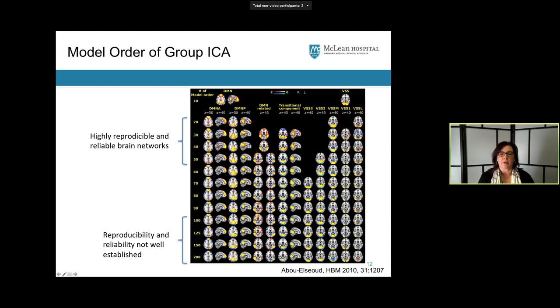As we increase the model order of the group ICA, say over 100 to 200, the resulting component maps reflect individual brain regions or very small subnetworks. But the reliability and reproducibility of higher model order ICA has not been well established.